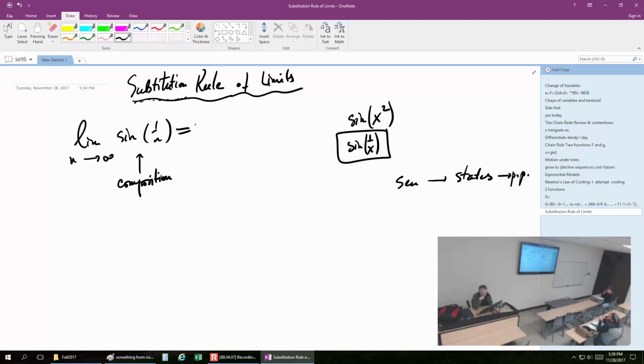Well, you kind of, yes. You don't really take the limit of the sine as much as you substitute the limit of 1 over n, that's the part about substitution, into sine. So the answer is this.